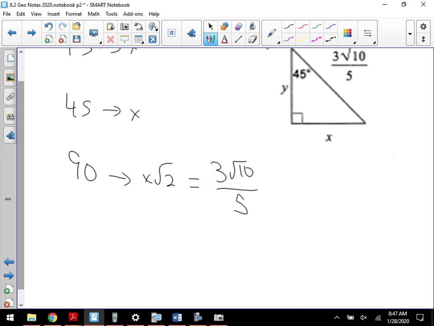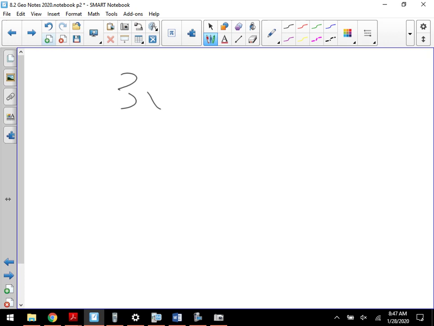Remember, it's x times the square root of 2. All right. Are you guys okay? It's got to be divided by. Now, before I do that, if I have 3x equals 12, we would normally write it as divide by 3 like this, correct?